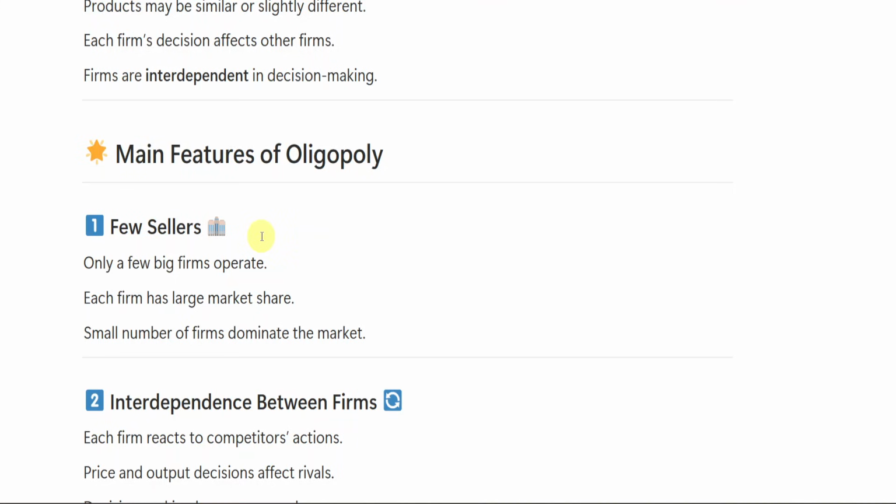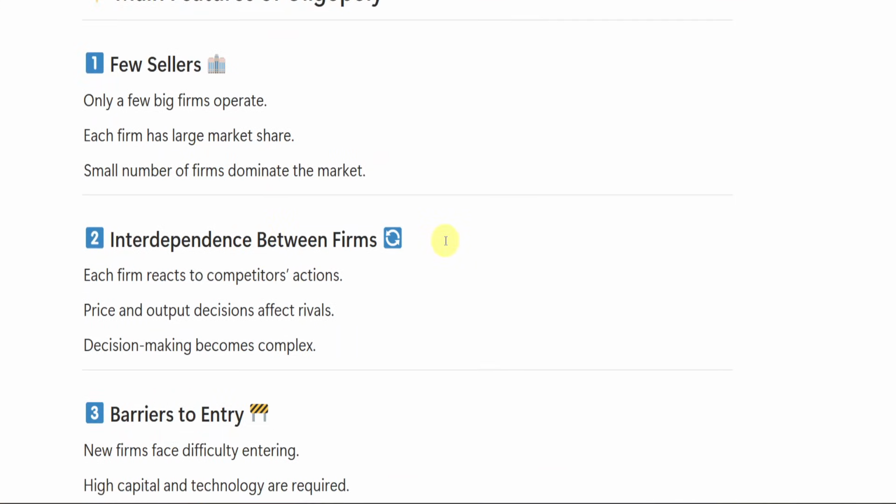Only a small number of big firms will be there. Each firm has a large market share. So no single firm is small and each firm is powerful. Examples: mobile companies, car companies, cement companies will come under this.